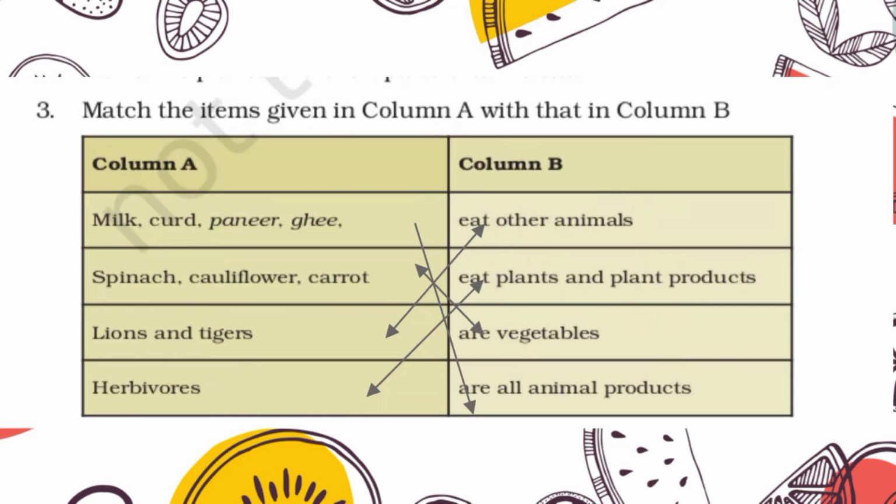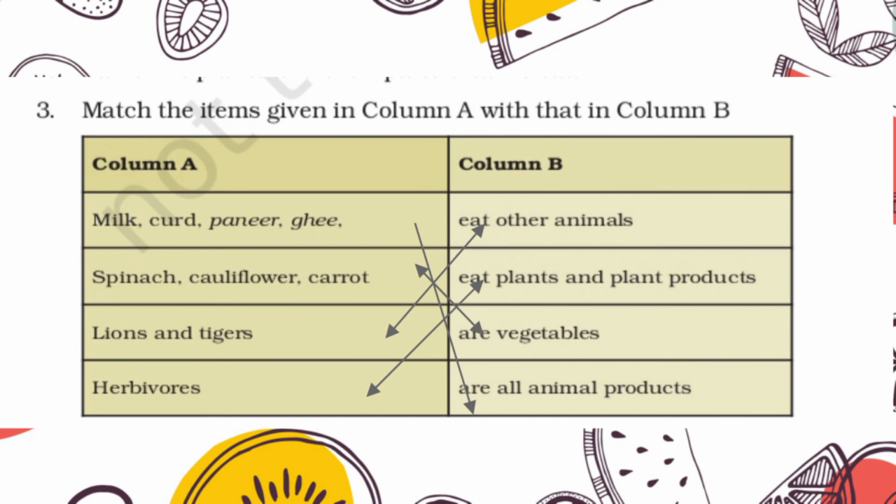Match the items given in column A with those in column B. This is match the following. You have to match the ones given in column A with column B. So first in column A, milk, curd, paneer and ghee. So these are all animal products. Spinach, cauliflower and carrot. These are all vegetables.